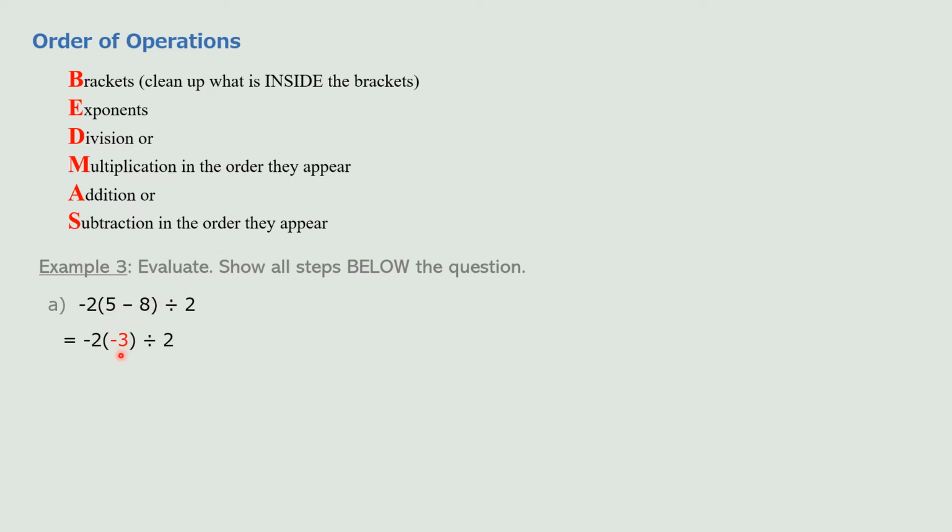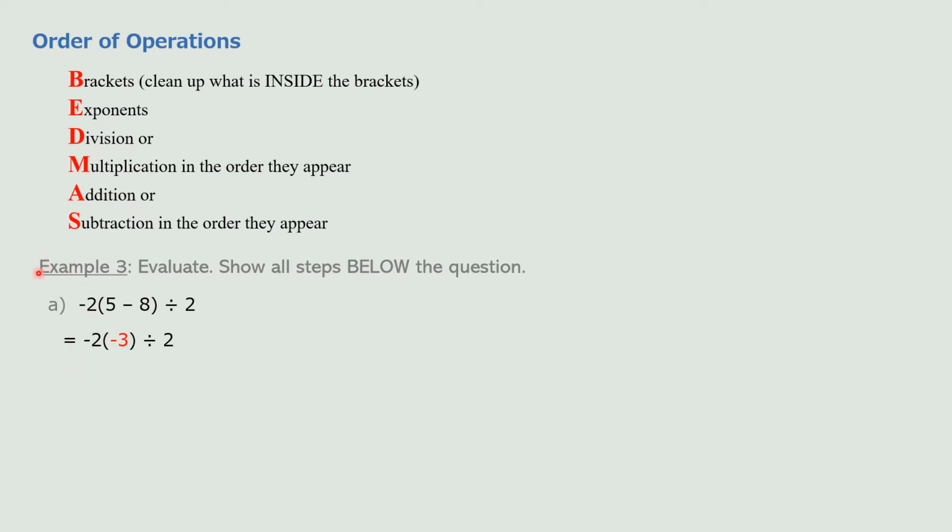That becomes a negative 3. All right, what's next in the order of operations? Exponents. Do we have any exponents in this question? No, so we're done with that. Next are these two, division or multiplication in the order they appear, meaning from left to right.